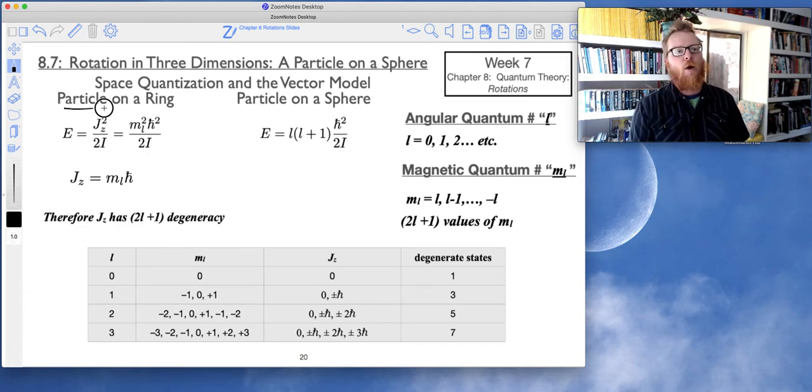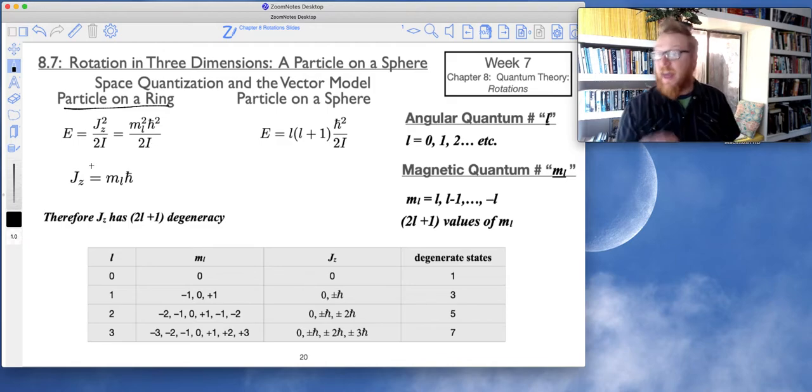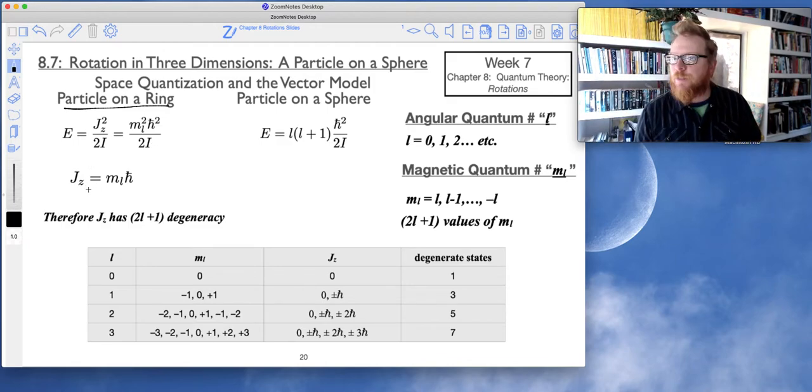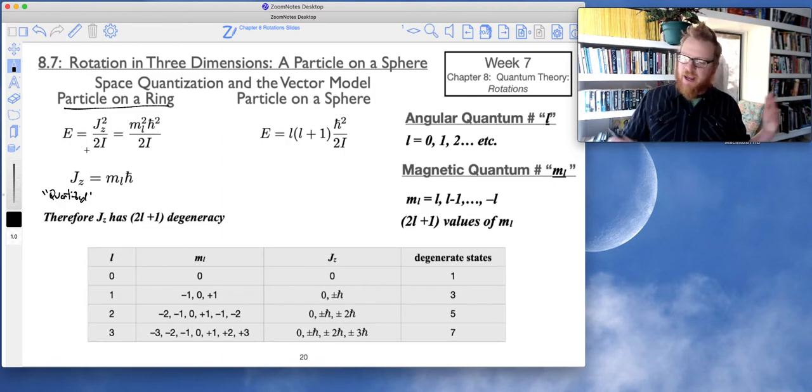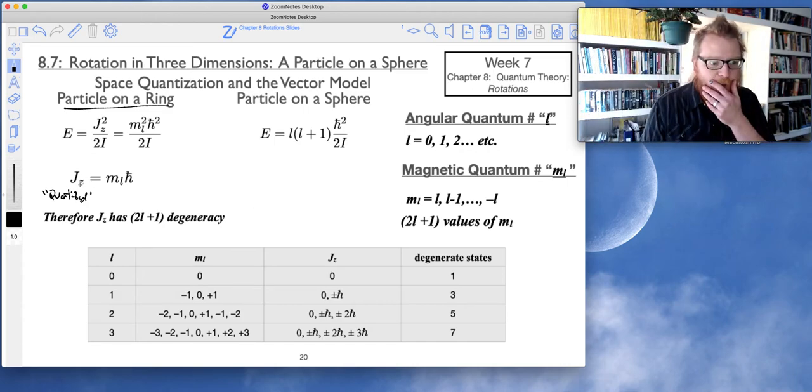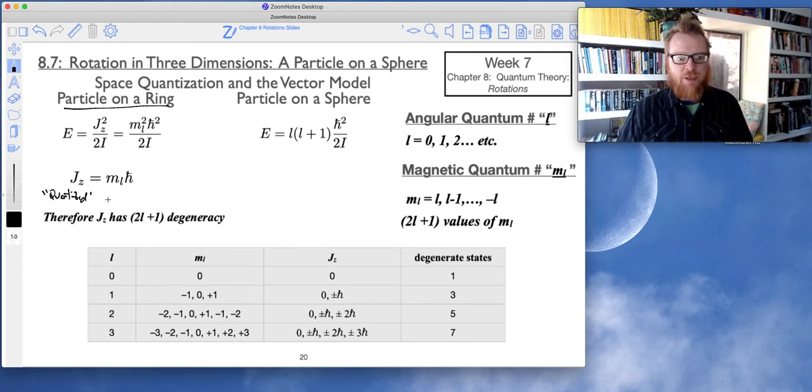So recall the particle on a ring. Energy solutions were Jz squared over 2I, which is also equal to ml squared h bar squared over 2I, and thus my quantized angular momentum is ml h bar. And specifically, I know it's a J sometimes and an L sometimes, but capital Jz is specific to the angular momentum on this z dimension for a particle rotating on a ring, okay? We get ml h bar values.